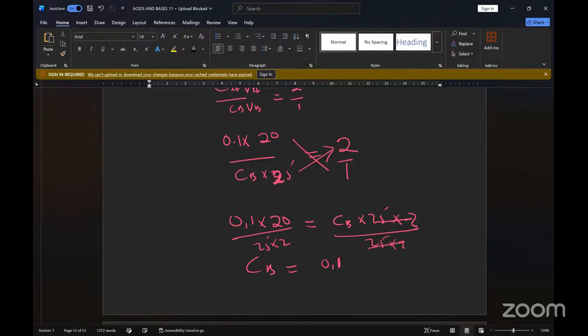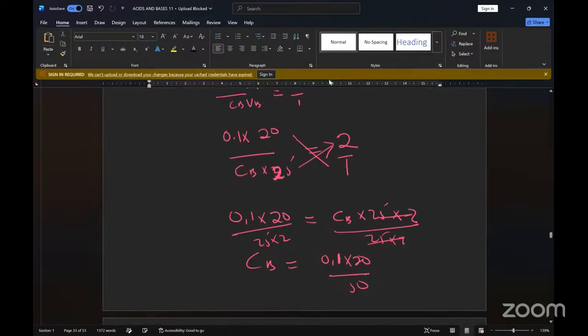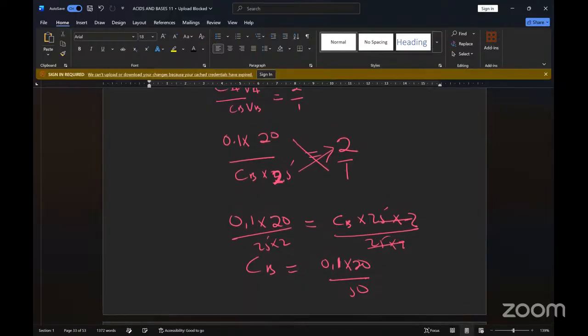So this is going to be 0.1 times 20 divided by 50. Effectively, because it's 0.1, we can just make this 2 over 50, since if you multiply it, you'll get 2. So 2 divided by 50 is equal to what? The concentration of the base is 0.04 mole per decimeter cube.